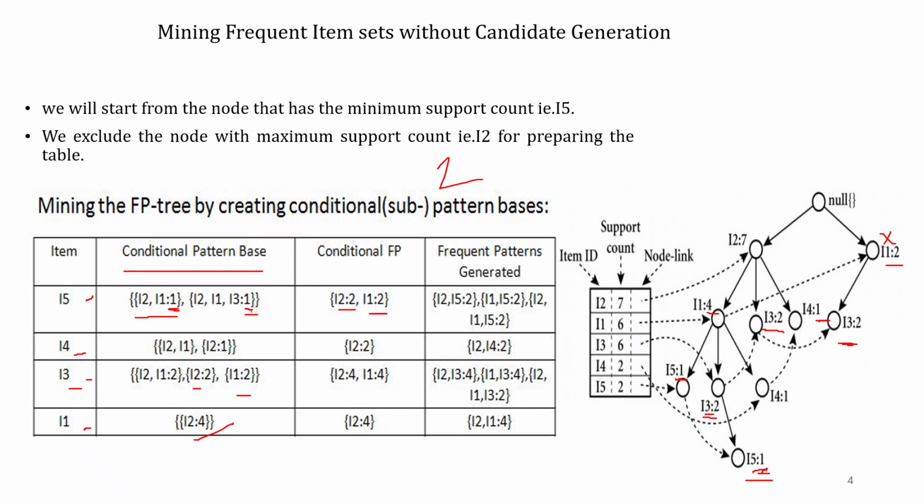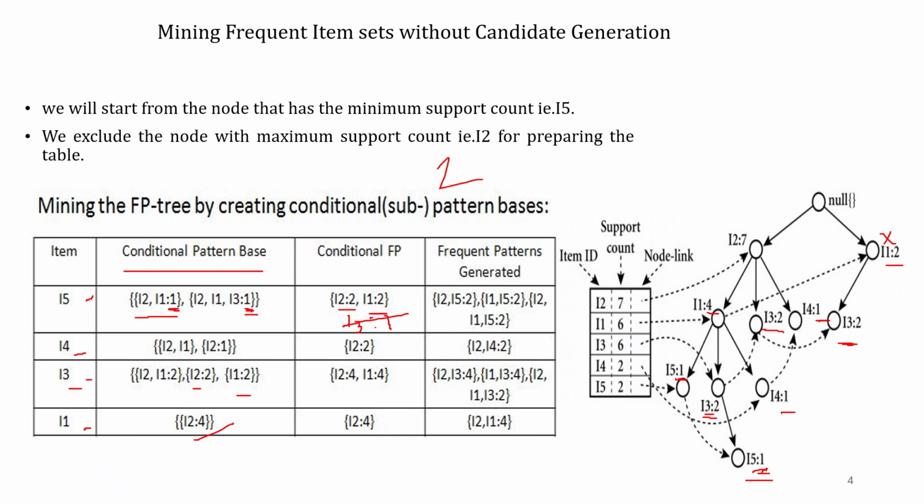Now when you come to I3, you don't have I3 here. Here I3 had occurred once. So I3 is 1, which does not satisfy the minimum support count, so I'm eliminating this. That's why you don't have it here. When you come to I4, the base pattern should be I2, I1 to I4, which is 1.